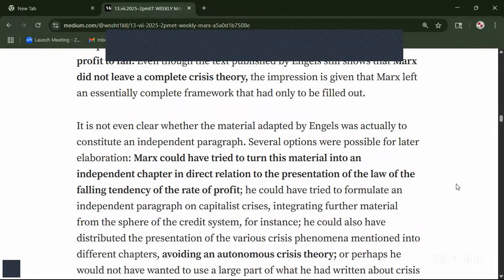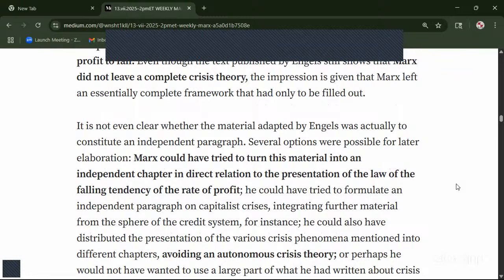It is not even clear whether the material adapted by Engels was actually to constitute an independent paragraph. Several options were possible for later elaboration. Marx could have tried to turn this material into an independent chapter in direct relation to the presentation of the law of the falling tendency of the rate of profit. He could have tried to formulate an independent paragraph on capitalist crises, integrating further material from the sphere of the credit system, for instance.